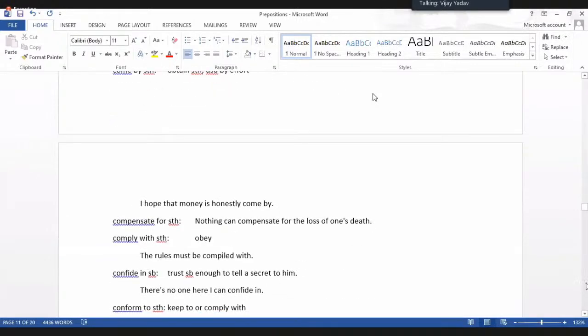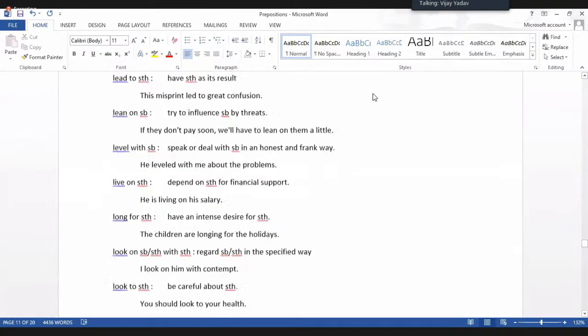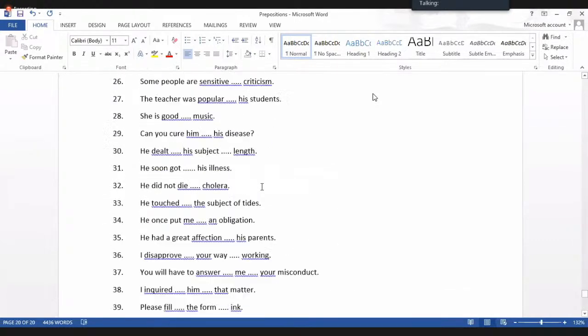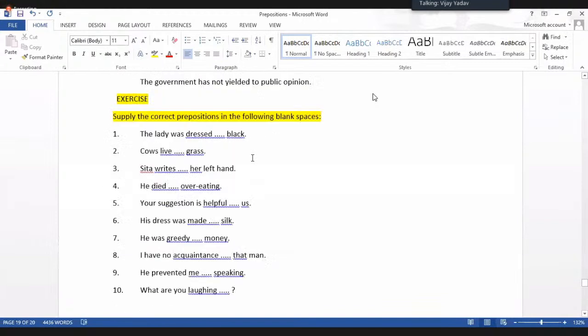This I will send to all of you. You have the exercise also here. Supply the correct prepositions in the blank spaces. Try this. You will study the applied part at your home. However, whatever knowledge you have concerning this, using that knowledge, you try this. While making corrections, I'll tell you the rule so that you can easily understand. First, you try this, up to 10.